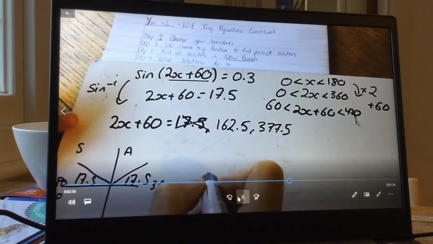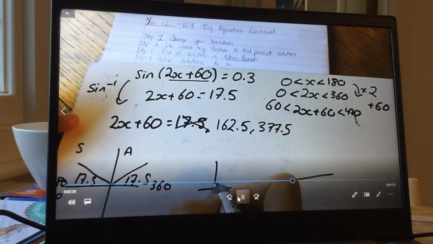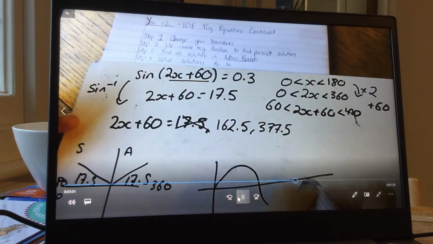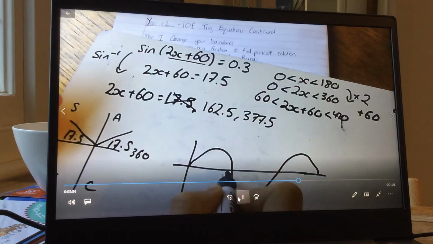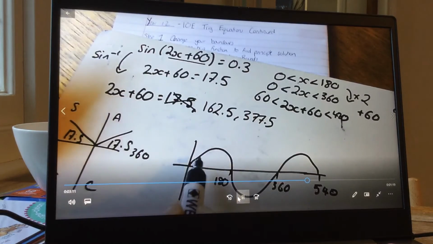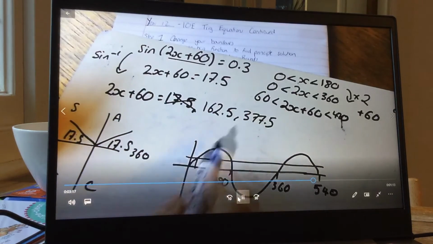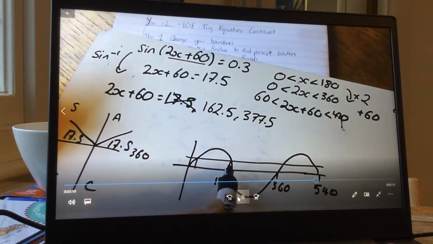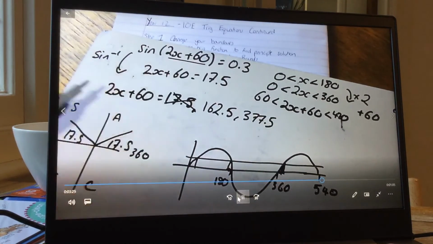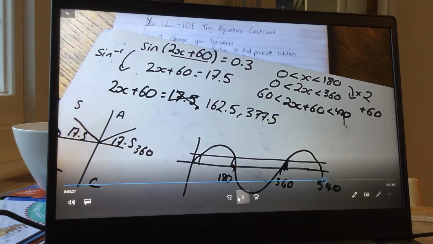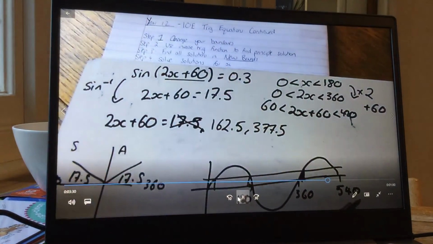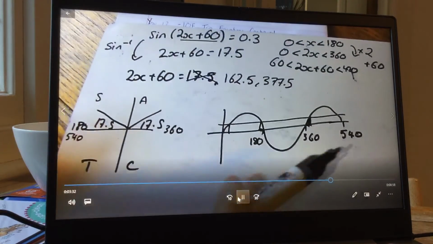If I were doing that using my sine wave, I know that my solutions should only go, there's my 180, my 360, my 540, and I'm here, and I've got my first one there as 17.5, but that's not in my bounds, and so the next one is my 180 minus 17.5, and then this one here is my 360 plus 17.5. That was find all the solutions, step 3, and then finally step 4, I just need to solve for x.